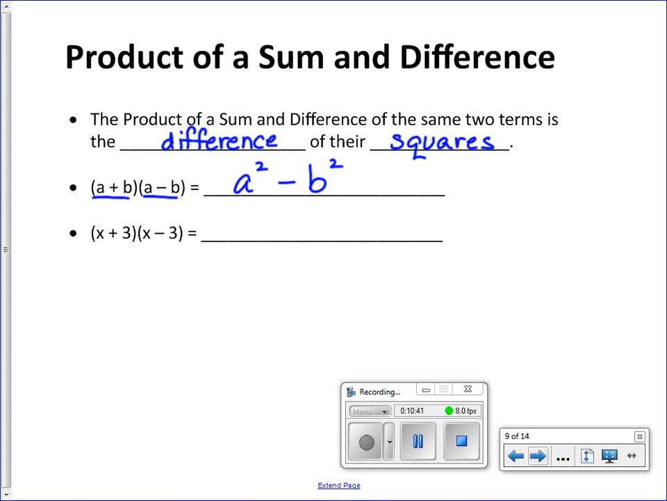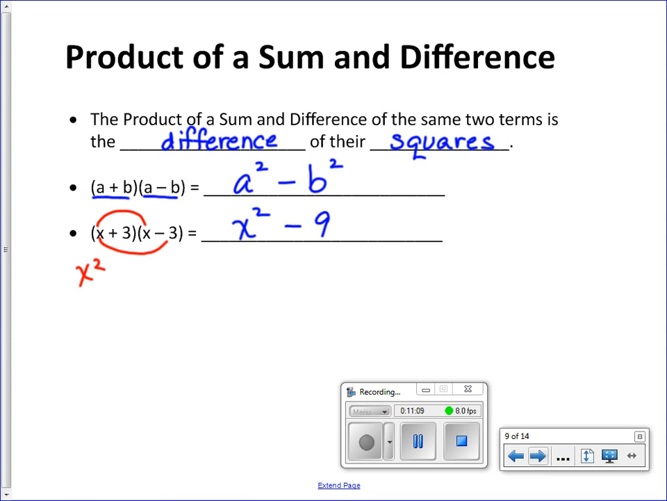Let's do the same thing with the next one. Our first term is X, we square that. Our second term is, I'm sorry, excuse me, it's 3, and we square that, which is 9, and then it's the difference of the two, so X squared minus 9. Now, why does this work? All right, well, if we FOILed this problem, X times X is X squared.